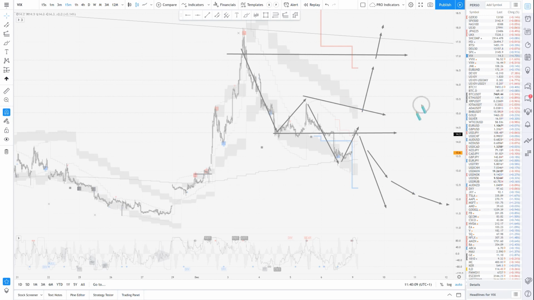Bye guys, trade safe, and have a look at this area for the VIX. That's the one we're currently trading, by the way. So have a look at how this reacts later today.